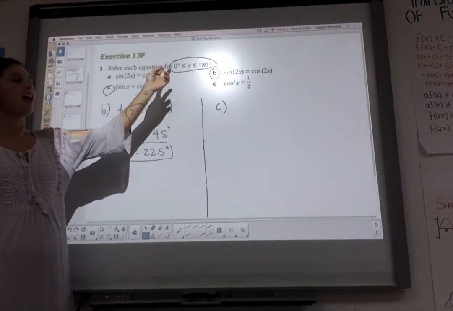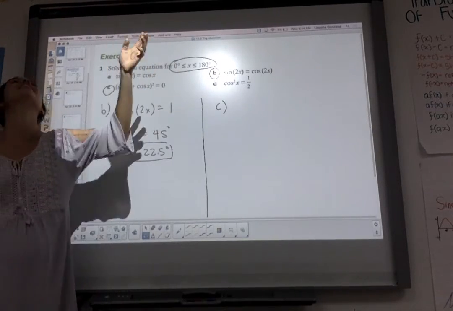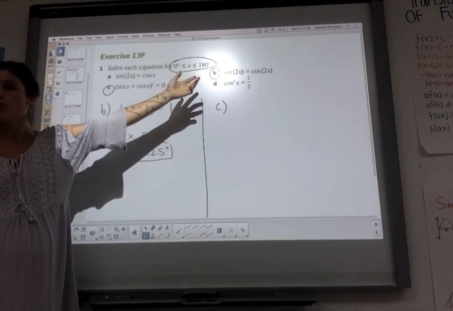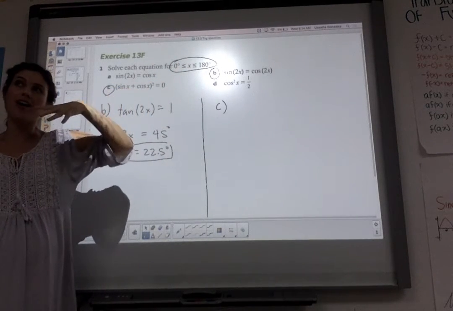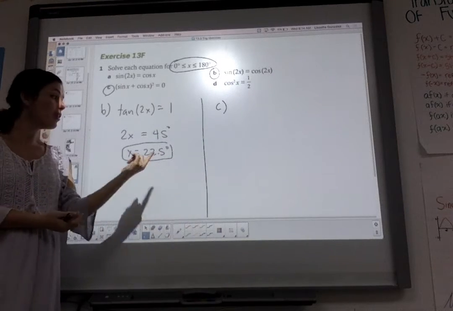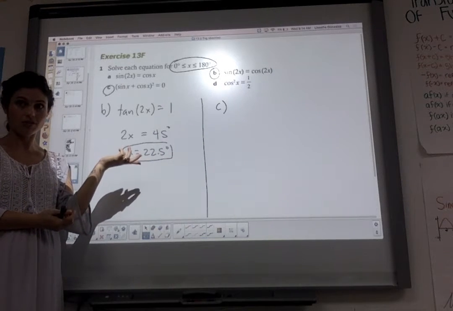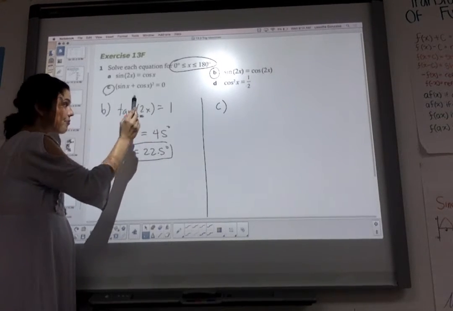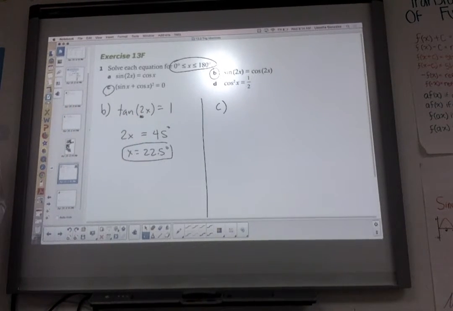We have 1 minute. In the exam, if it doesn't specify how many answers, we still have to give them. Your answers can go as far as 180. So we've gone to 22.5. Look, this number, that coefficient in front of the x, when it's not just a simple x, gives you the clue of how many times to go around the circle. So that's telling you to go around the circle twice.